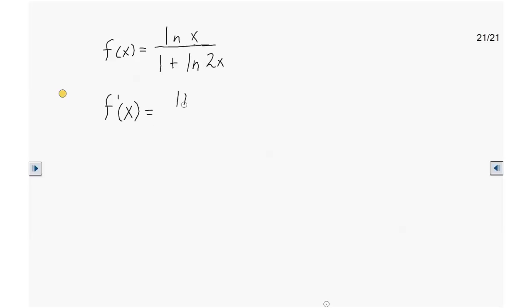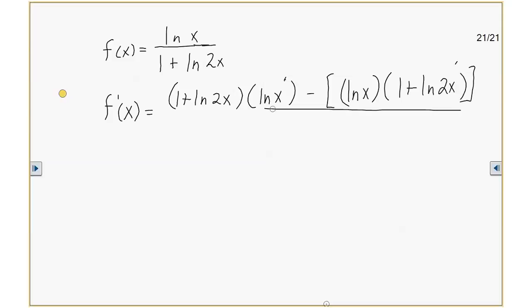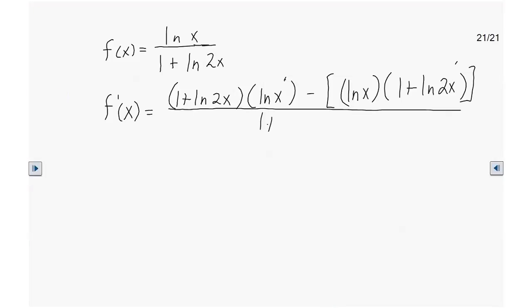Denominator times numerator prime, minus the numerator times the denominator prime, over denominator squared.